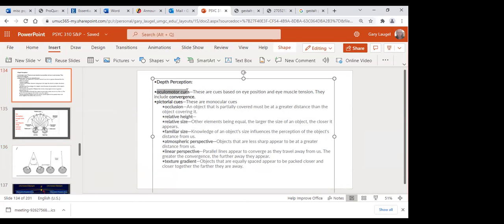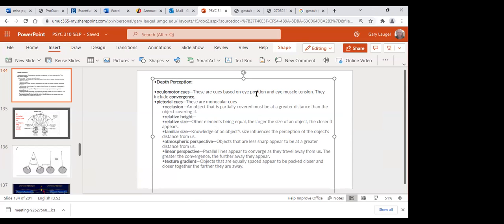Oculomotor means eye movement. Cues based on eye position and eye muscle tension. They include convergence. So we have what are called binocular cues to vision. In other words, if you're undergoing convergence, then you know an object is probably close, at an unconscious level. They add to your appreciation and your perception of depth.